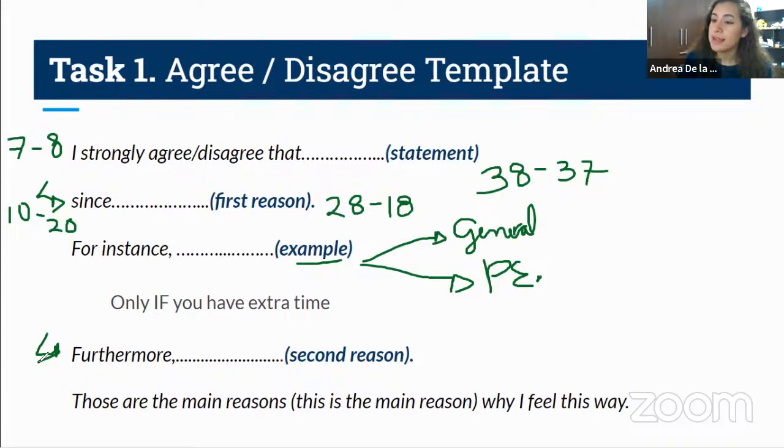Okay, guys? And if you have extra time, but it's not that much, let's say that you have 5-7 seconds, you can just go with a conclusion. And you can say, this is the main reason why I don't agree that online courses are more effective. Or this is why I feel this way. This is why I think, depending on how much time you have, right? But remember that the second reason and the conclusion are completely optional, right? You don't need to necessarily have.